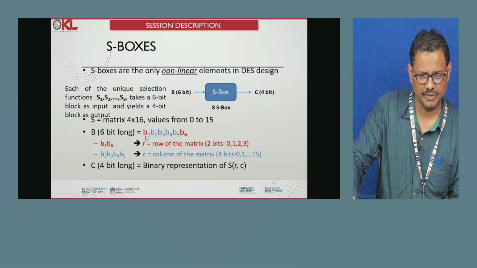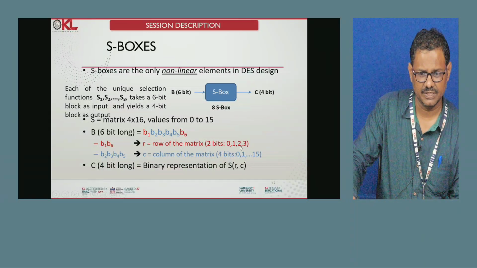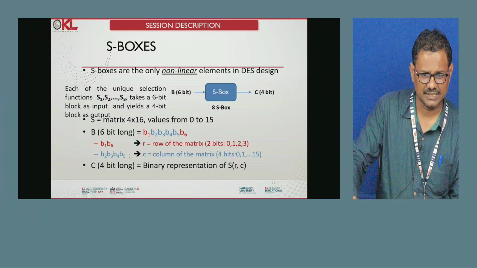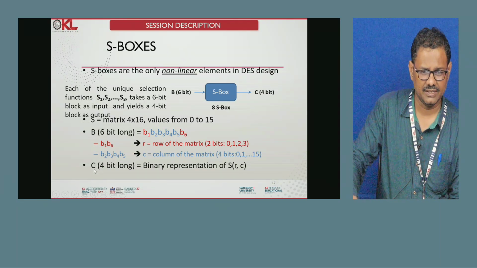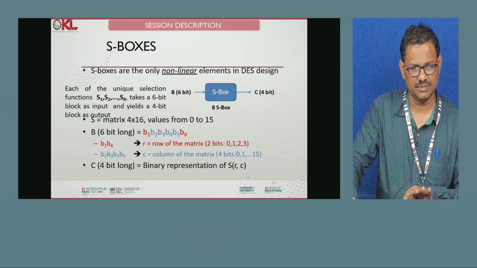Suppose the 2 bits B1, B6 are 0, 0: it should be the 0th row. If B1, B6 are 0, 1, it should be the first row. Just like binary format, B1, B6 of 1, 0 means 2, the second row, and 1, 1 means 3, the third row in our order. The remaining bits act as the column of the data. So we get 4 bits of output, by row and column representation. Let's see the example.